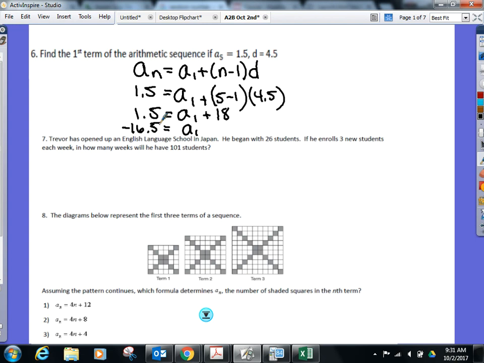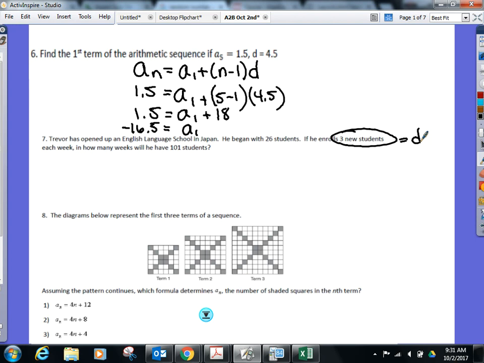All right. Okay, great. Trevor's opening up English language school. Good for him, humanitarian of the year. He begins with 26 students, enrolls 3 new students each week. Why is this arithmetic? 3 students every week. So that right there, this 3 new students is what value? That's the d value right there. 3 new students every week.